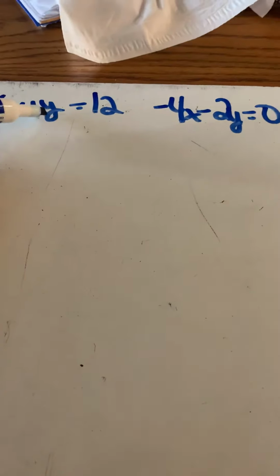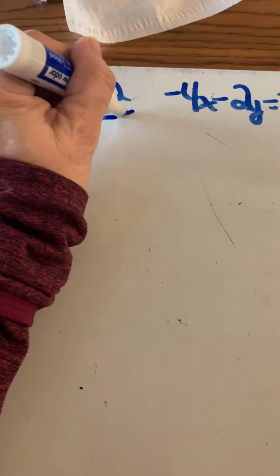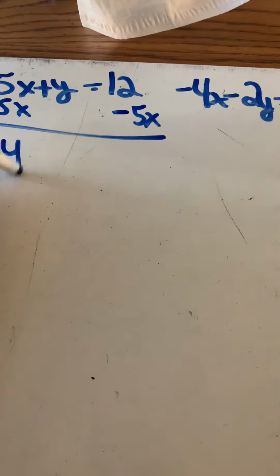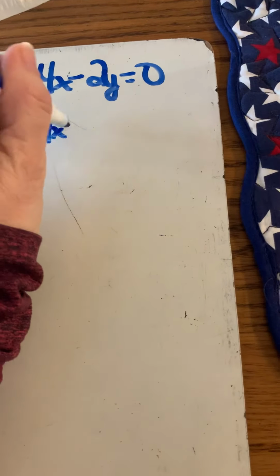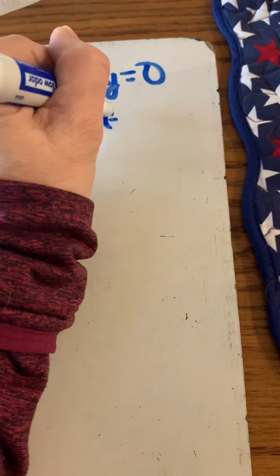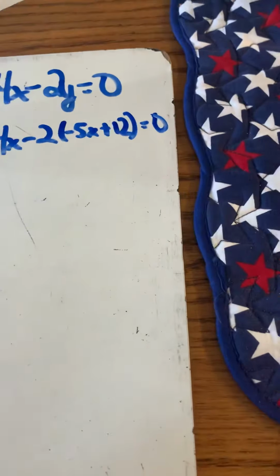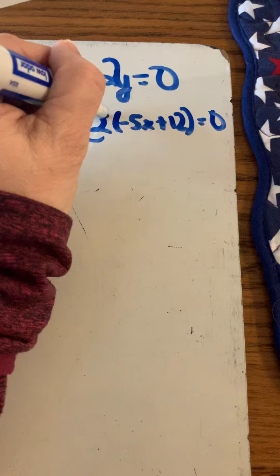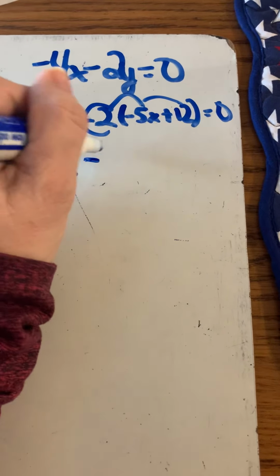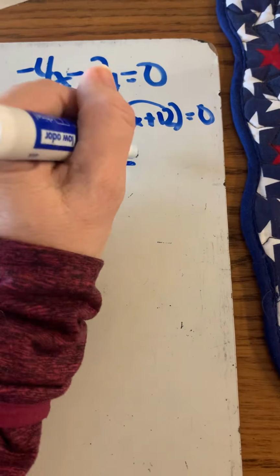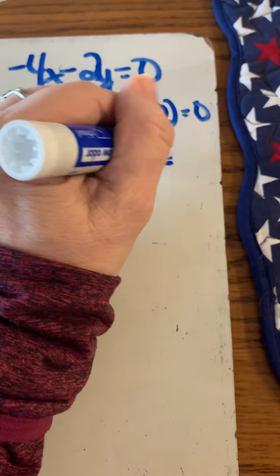So I'm going to subtract 5x from both sides. So I have y equals negative 5x plus 12. So this is the value that I'm going to be plugging in for y. So I have negative 4x minus 2 times negative 5x plus 12 equals 0. So I'm going to distribute the negative 2 to each term inside the parentheses. So I have negative 4x minus 10x minus 24 equals 0.